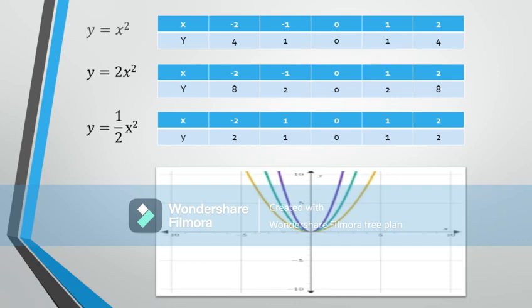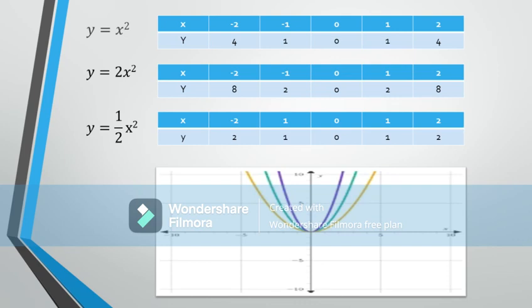Here are some different equations of a parabola where we are changing the parameter of x². The first equation is y = x². Here, when the value of x is -2, the value of y becomes 4; x = -1, y becomes 1. Similarly, when x is 0, y is also 0. When x = 1, y is also 1. When x = 2, y is 4.